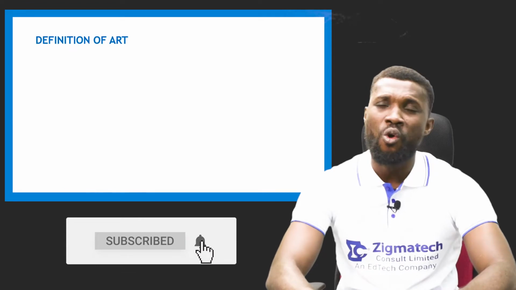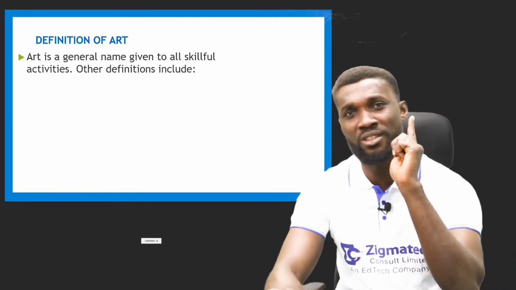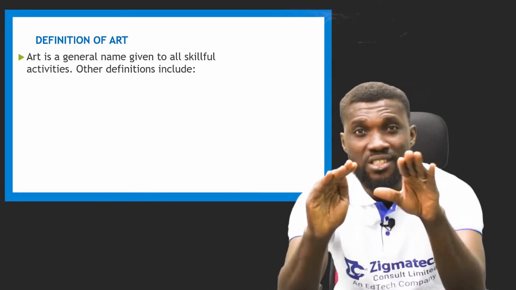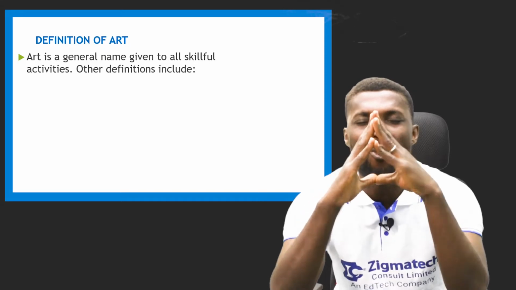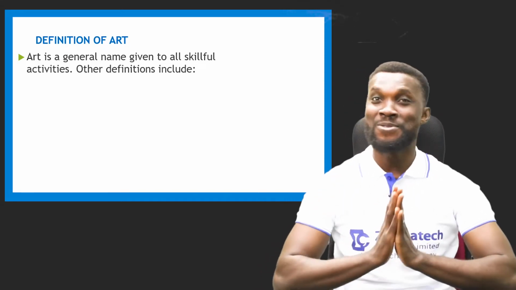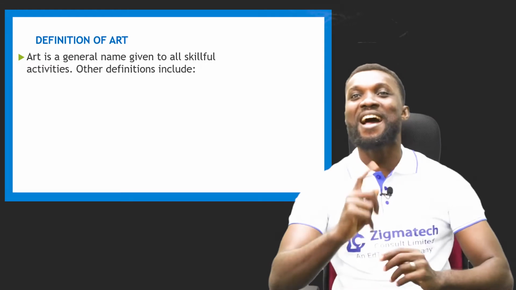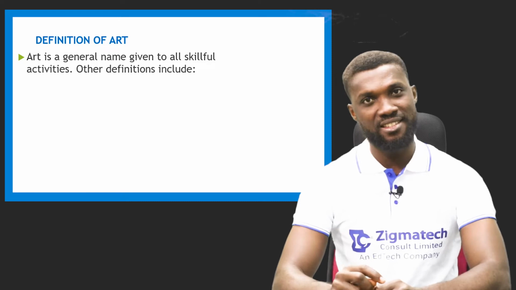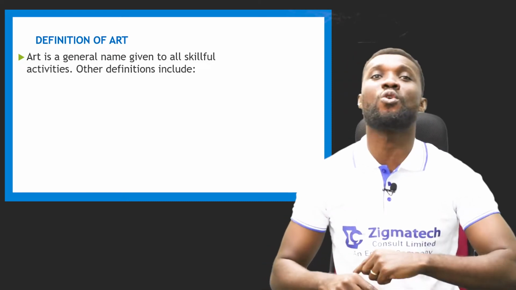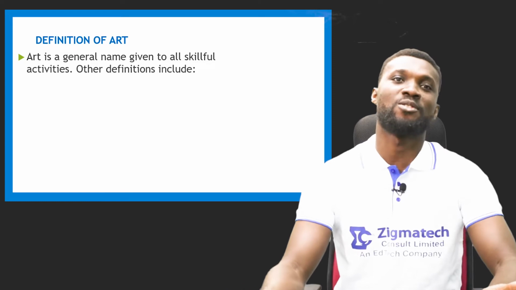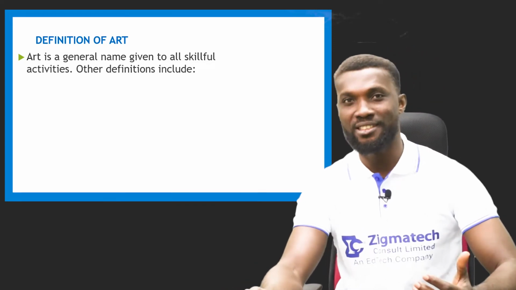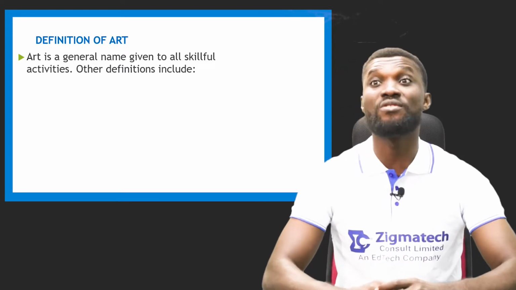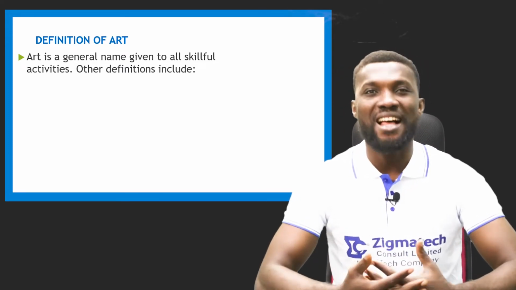Now, remember I told you one cannot define art in one single definition. Therefore, I'm going to give you 8 different definitions of art. And mind you, any of these definitions you choose, you are absolutely correct. Now, art is a general name given to all skills and activity. Did you get that? Art is a general name given to all skills and activity. The art of dancing, the art of drawing, the art of playing, the art of crying. It is a general name given to eventually what? All skillful activity.